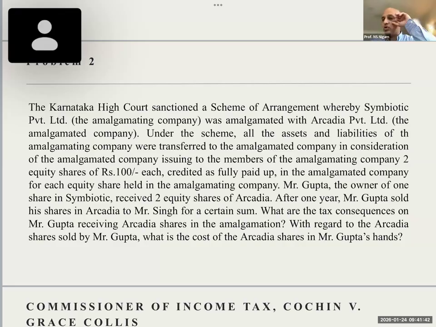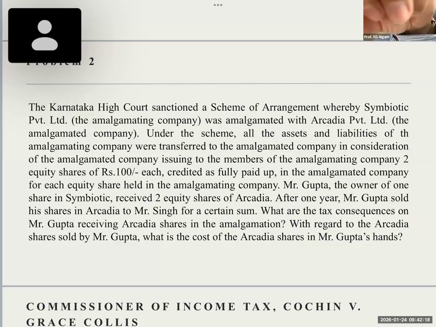Then the next question was with regard to the Arcadia shares sold by. No, sorry, before I go to the next question, one problem here, of course, is that even here, Mr. Gupta's shares in Symbiotic are going out of existence, right? And he's receiving some Arcadia shares, and you might say Vanya Silk Mills. If the property is itself going out of existence, then how can there be a transfer for capital gains purposes? So why do we even need to go to section 47? There's just no transfer for capital gain purposes.